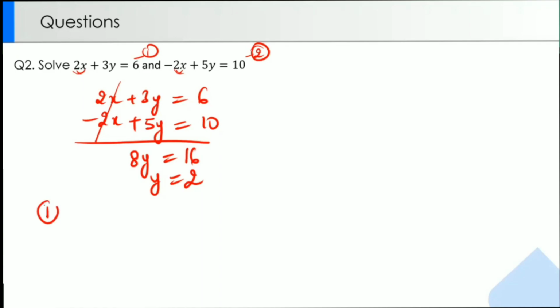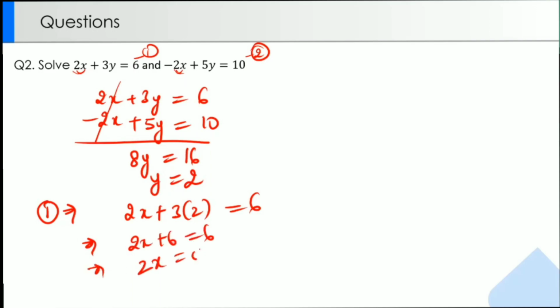So this was my first equation and this was my second equation. So I'm putting the value of y in first equation. So first equation implies 2x plus 3 into 2 equals 6. In place of y, I have written 2. So I get 2x plus 6 equals 6. So 2x equals 6 minus 6, which is 0, and hence x equals 0. 0 over 2 is 0, so x is 0. So I got the value x is 0 and y equals 2.